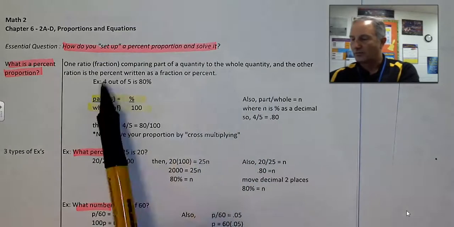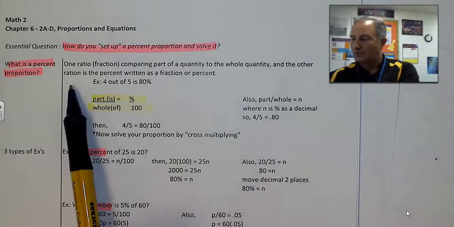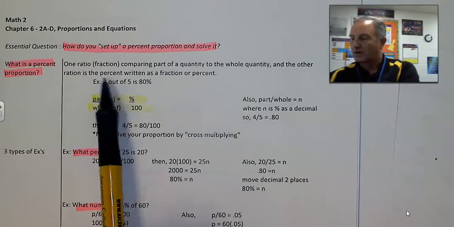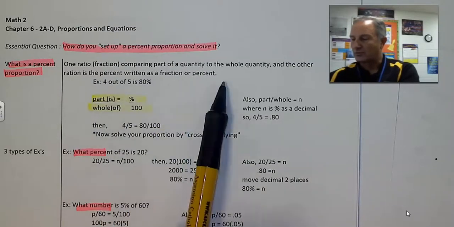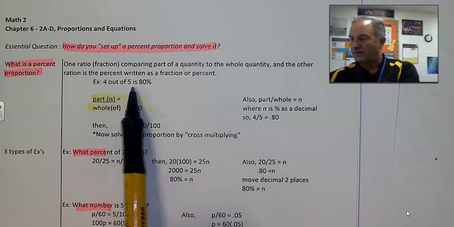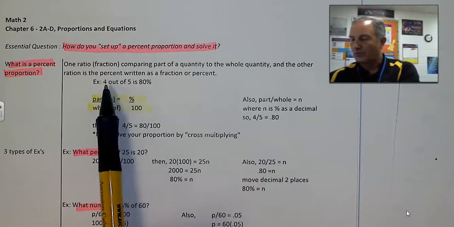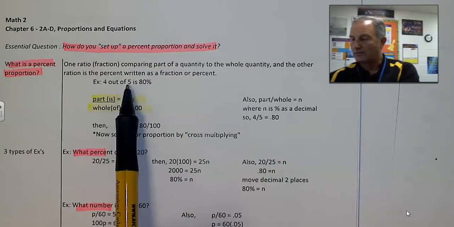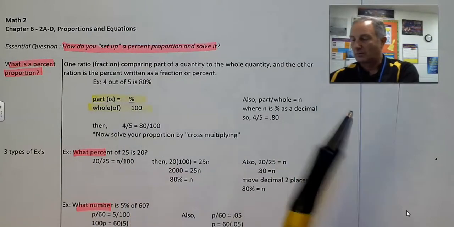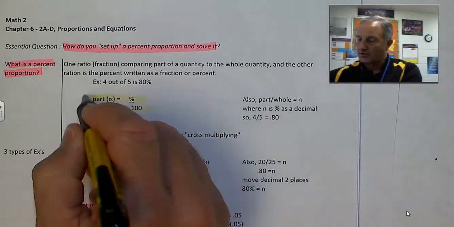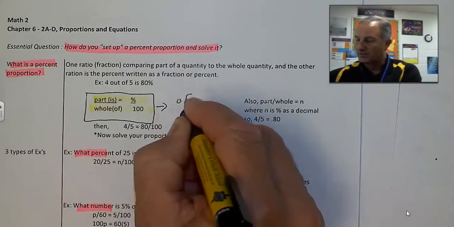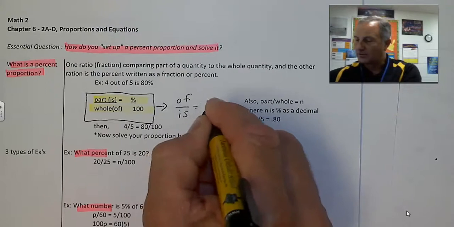Okay, part versus whole. And the other ratio is the percent written as a fraction or percent. So an example of it would be 4 out of 5 is 80%. Well, 4 is the part of the whole 5, and it is 80%. So how would we write that? Well, this is our general equation right here, which I like to simplify and say is over of equals n over 100.